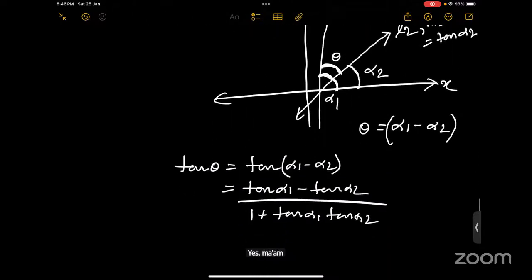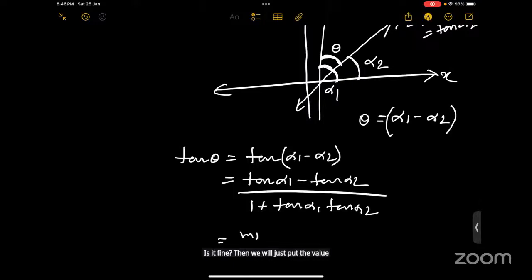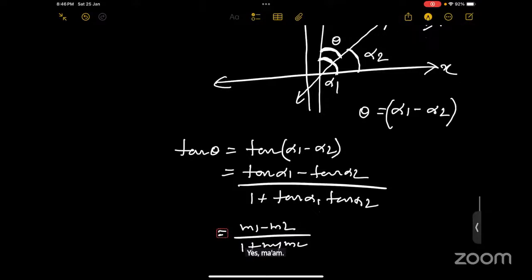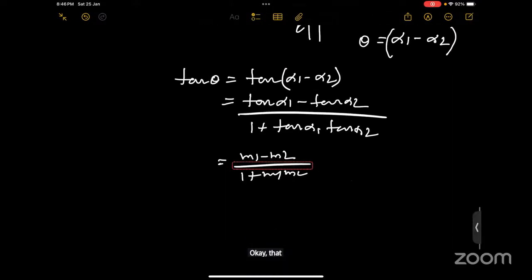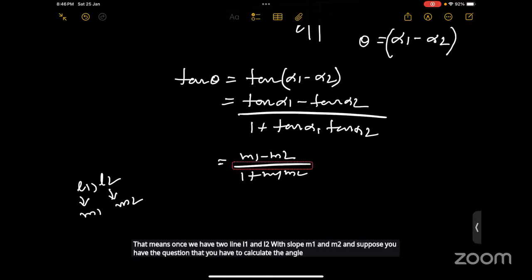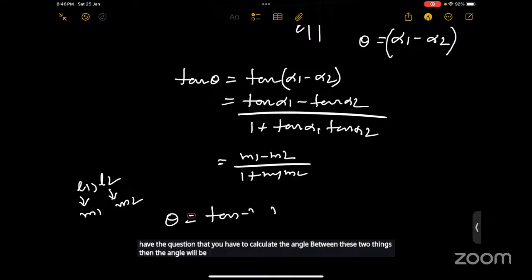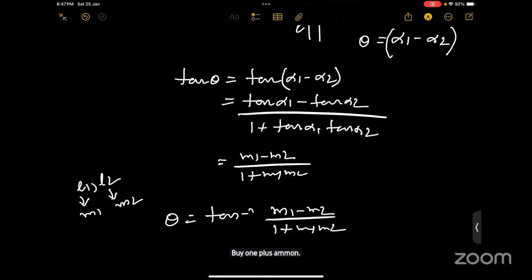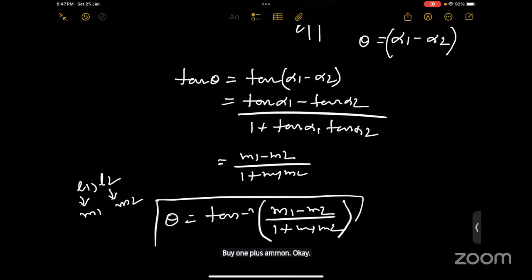Then we will just put the value. So we will get (M1 minus M2) by (1 plus M1 M2). That means once we have two lines L1 and L2 with slopes M1 and M2, and you have to calculate the angle between these two lines, then the angle will be tan inverse of (M1 minus M2) by (1 plus M1 M2). So this is the formula to calculate the angle. Any doubt?